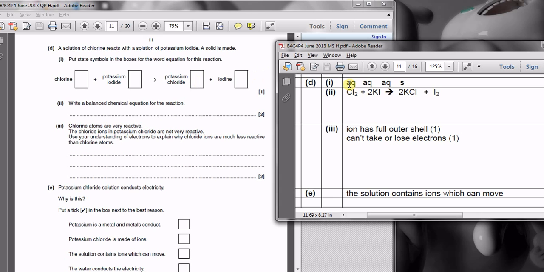So it says in the mark scheme, the first box is AQ, second is AQ, third is AQ, and the fourth one for iodine is S for solid.